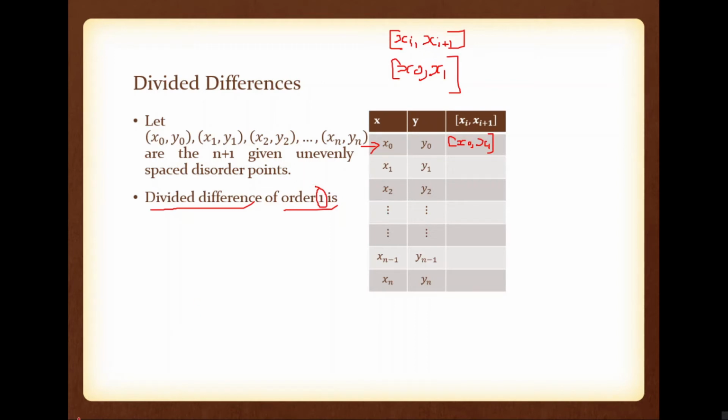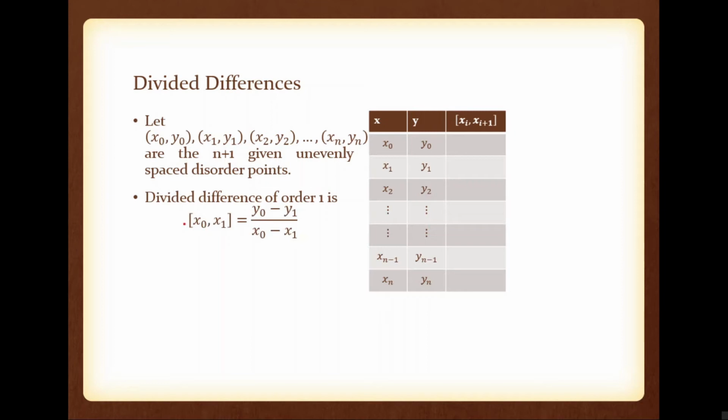So we are going to discuss each divided difference of order 1. First take this one itself, that is the divided difference x0, comma x1. The divided difference of order 1, x0, comma x1, is equal to y0 minus y1 divided by x0 minus x1.